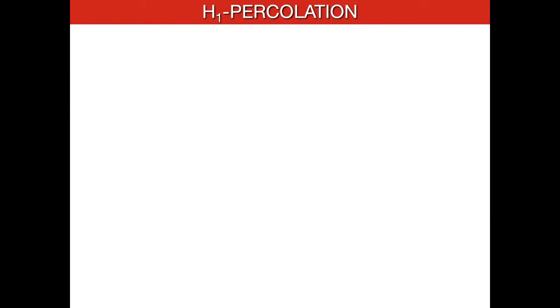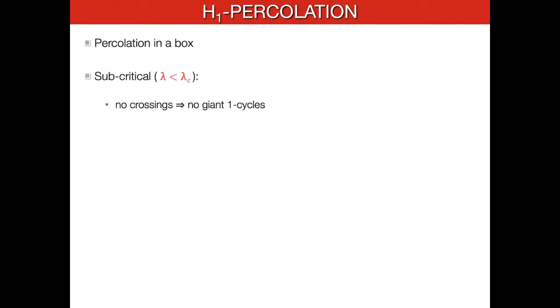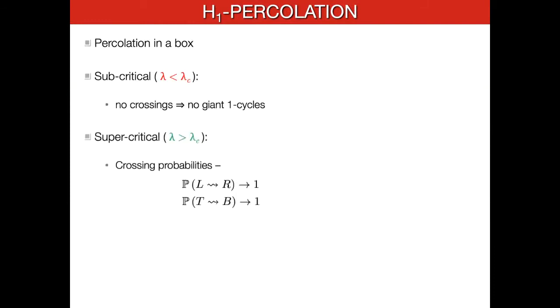So I told you before, consider the box. We said that we're looking at the torus by placing points inside the box. I told you that if lambda is small enough, there are no crossings and no giant cycles. And if lambda is supercritical, as we call it, then we have very high probability to cross the box from left to right, from top to bottom, and if it's higher dimension, from every side to every opposite side.